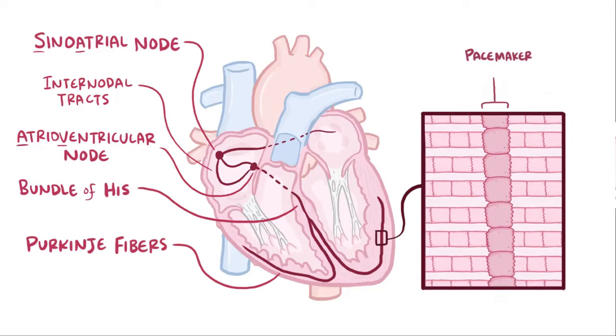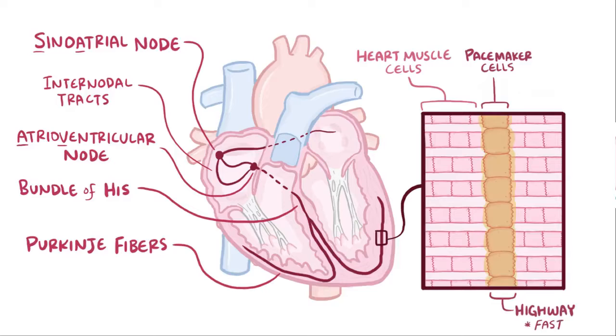And all around these pacemaker cells are heart muscle cells, or cardiomyocytes, and they pick up the action potentials too, but that happens just a tiny bit more slowly. So we can think of these bands of pacemaker cells as highways that carry the action potential to its destination super fast. And then these muscle cells are like little side roads where it's a little slower.